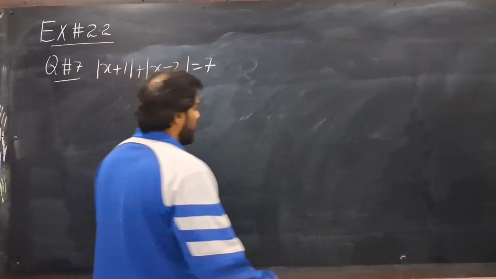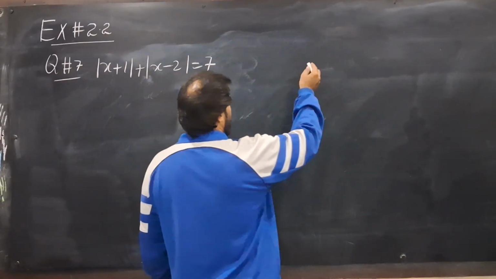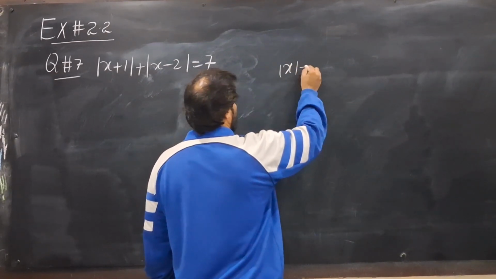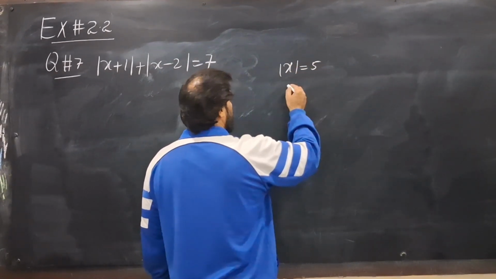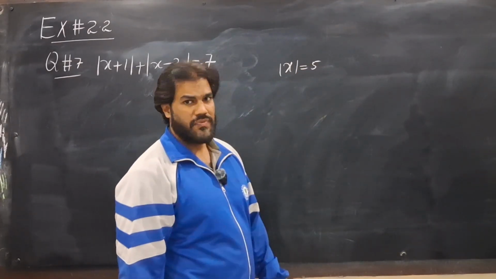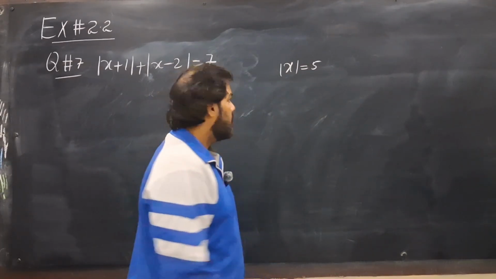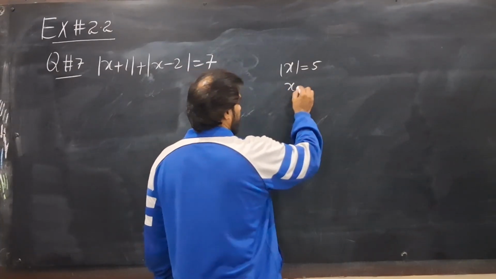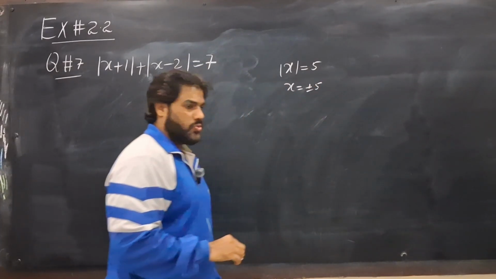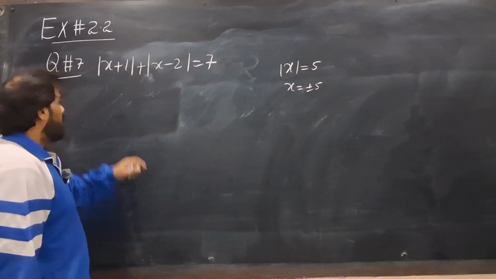For example, in your school level classes, when you solve absolute value of x is equal to, suppose, 5, then the values of x that satisfy this are plus minus 5. So from here you write x is equal to plus minus 5. So the first idea is very simple.